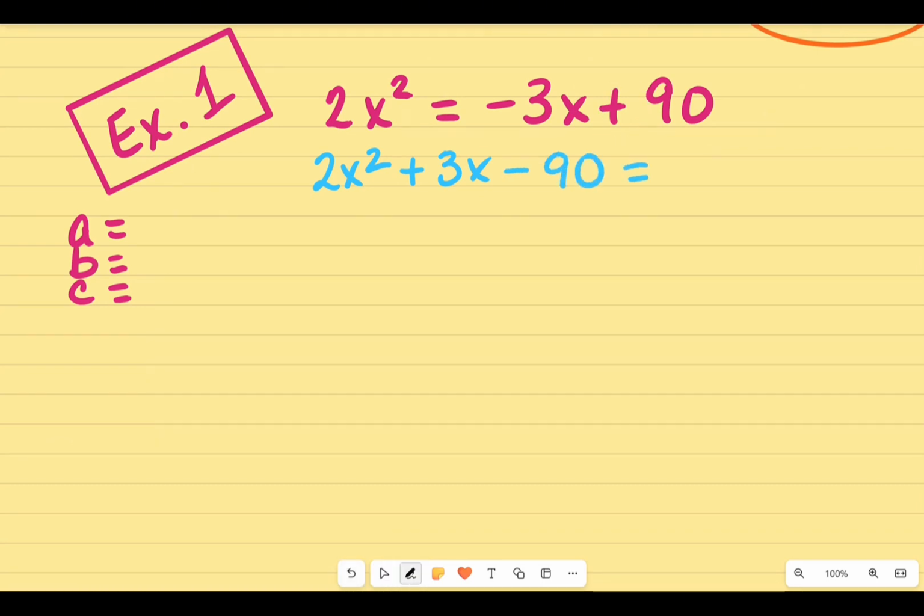I have an equal sign. I have to set it equal to 0. It's now in standard form. This matters because when you're trying to identify your A, B, and C, your signs will be off if you don't put it in the correct form. So A is a number only, it's 2. B, including the sign, is 3. And then C is negative 90.